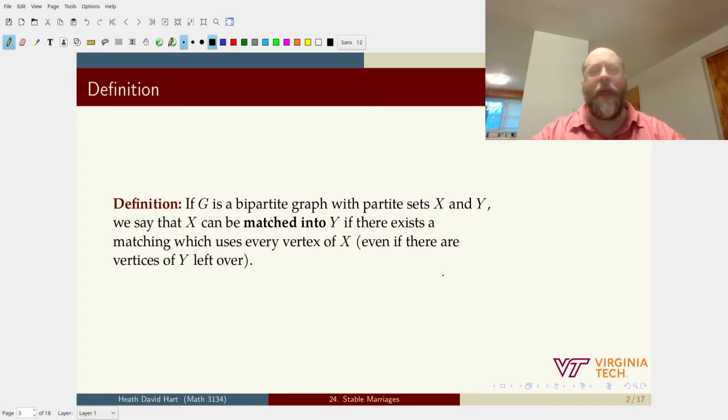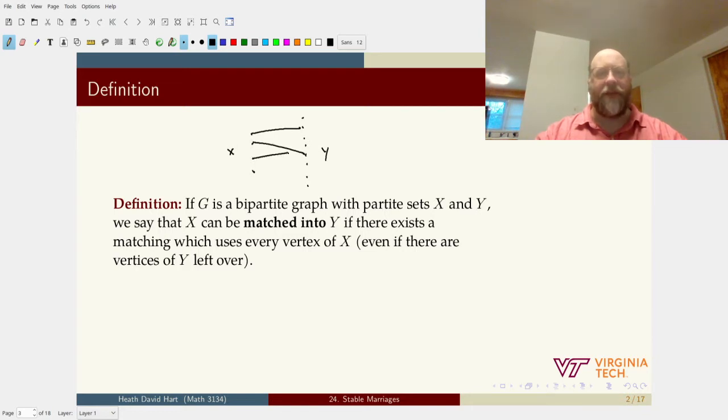So if we have a bipartite graph with partite sets X and Y, so we've got vertices over here in X and some vertices over here in Y. If we have a matching that uses every vertex in X, even if there are vertices in Y that are left over, so I can match every vertex in X to a different vertex in Y, then we can say that X can be matched into Y, okay? So that means that Y has to have at least as many vertices as X, but that's not always going to be enough, and we'll see an example of that in a moment.